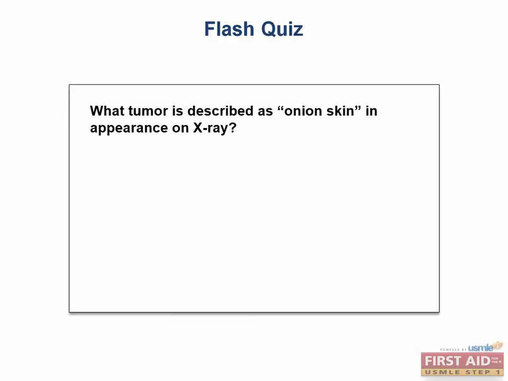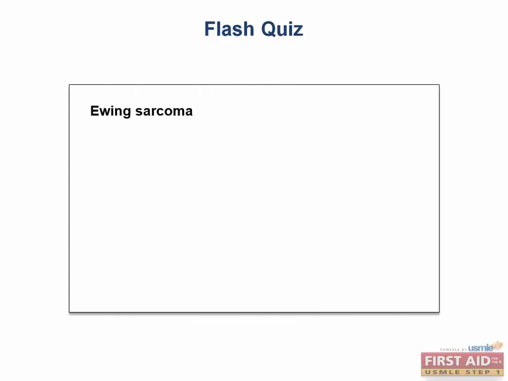What tumor is described as onion skin appearance in the bone? Ewing sarcoma.